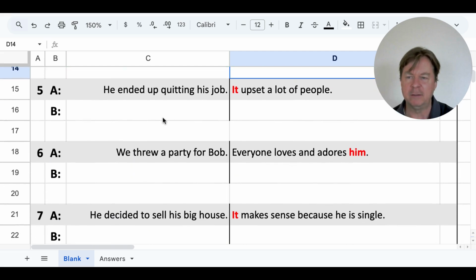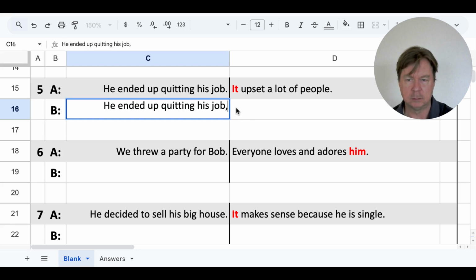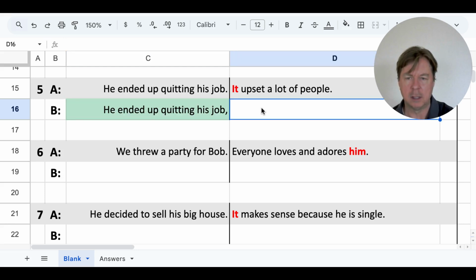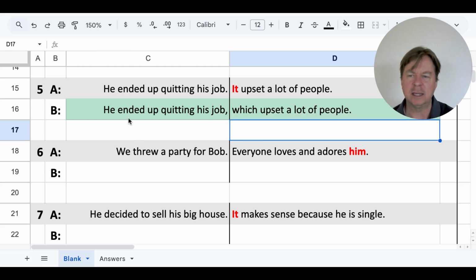All right, number 5, he ended up quitting his job. It upset a lot of people. So he ended up quitting his job, comma, and then which upset a lot of people. So here, again, it's the whole concept. The concept of him quitting his job upset people. So we're not referring to job, we're referring to the entire verb phrase.